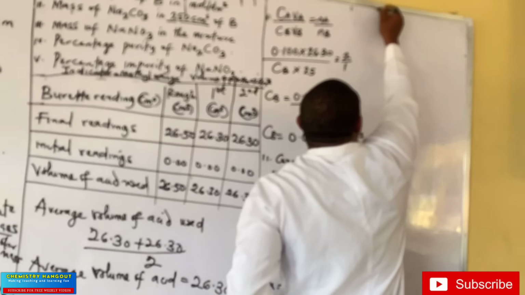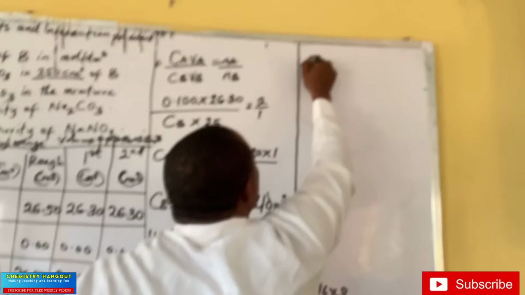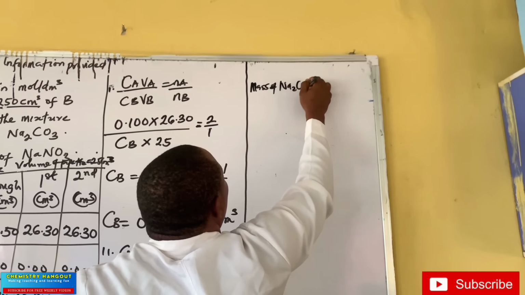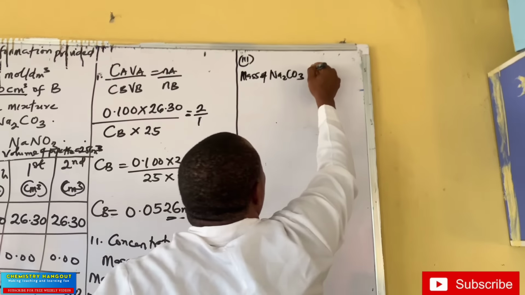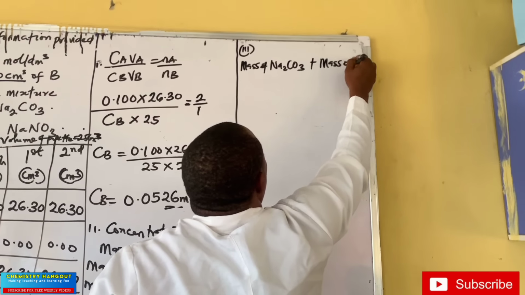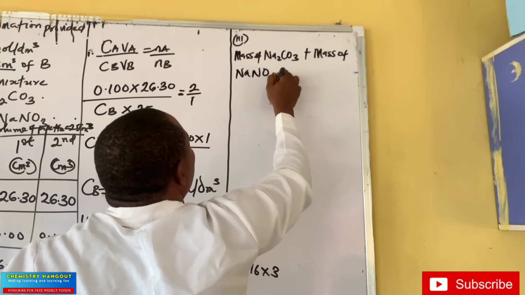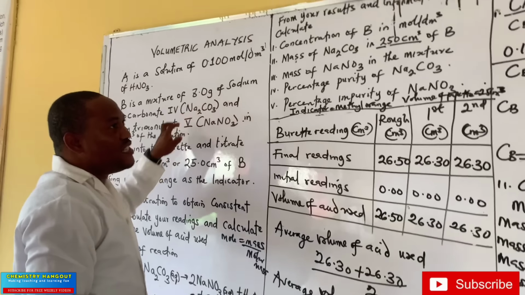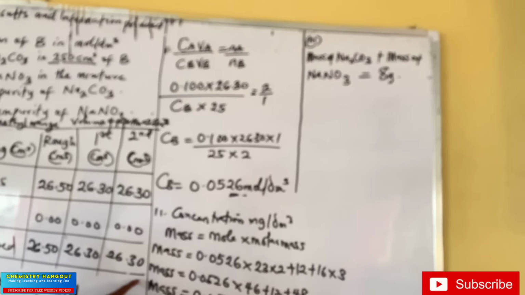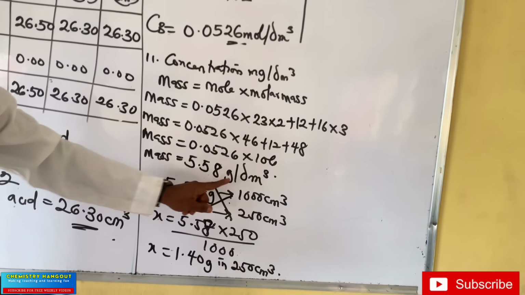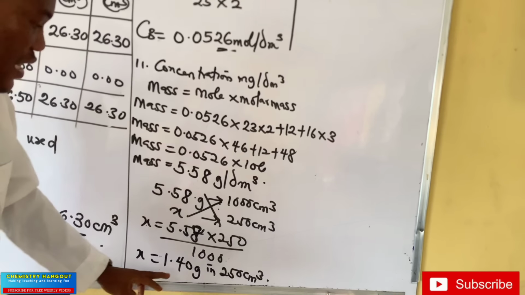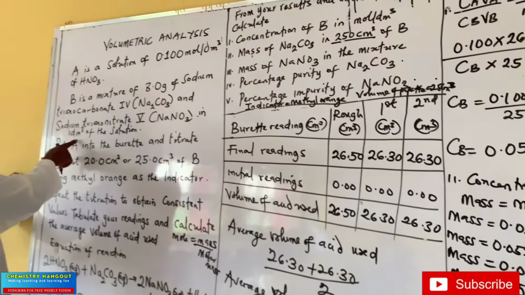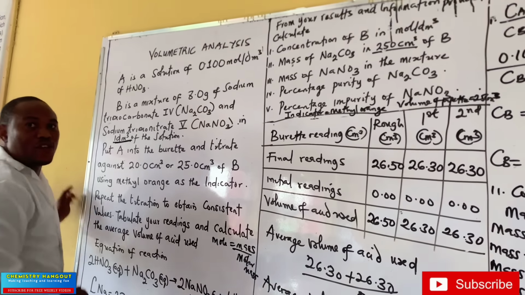So we can say, come closer please, we can say now that the mass of Na2CO3, this is the third one please, plus the mass of NaNO3 is equal to what? 8 grams. Is that not what they said? Yes, they said B is a mixture of this. Now we are putting the mass of Na2CO3 in gram per dm cube. Why are we using gram per dm cube? Some people say, sir, why are you not using 1.40 gram? I'm using 5.58 gram because the question is already specifying that it is in 1 dm cube. Did you get that now?